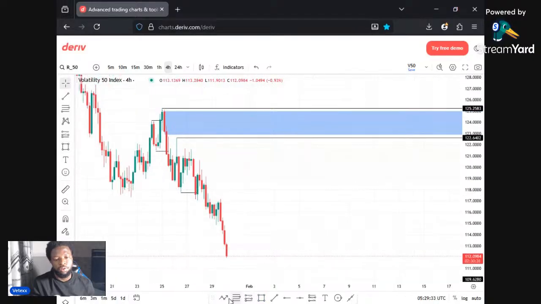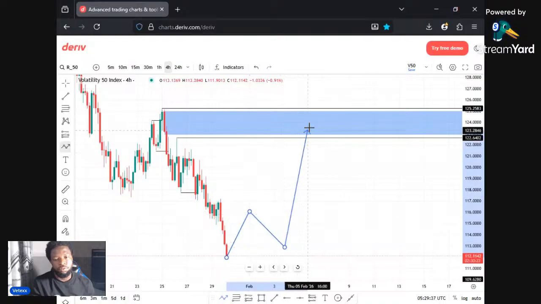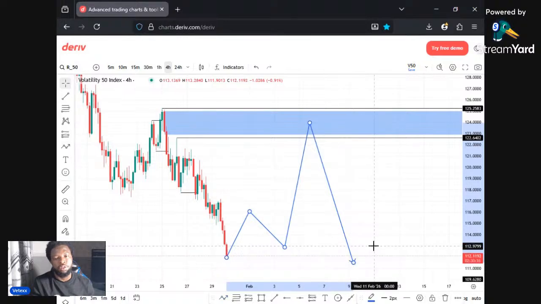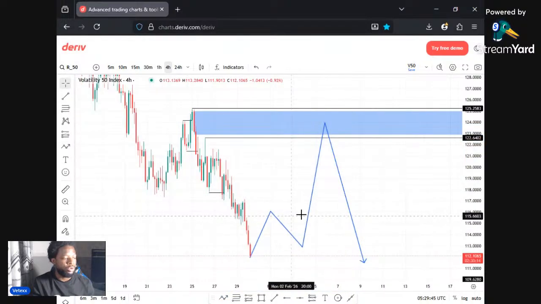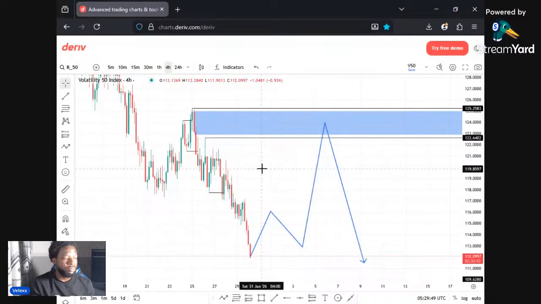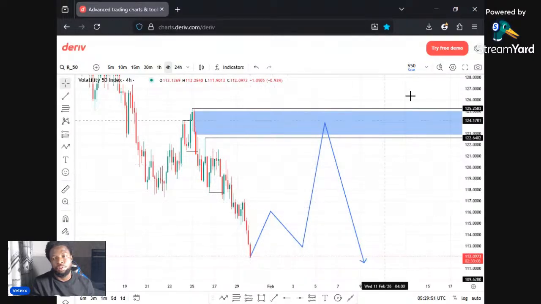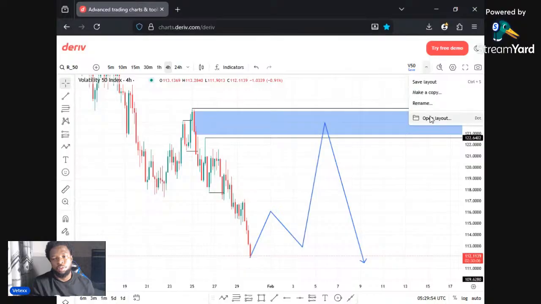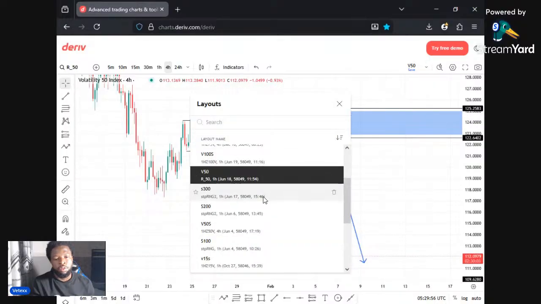So what do we do next? We anticipate price to come into this zone, give us continuation on the lower time frame, and we'll sell until price takes out this below here. That is what we are anticipating currently on this pair. Alright, so let's check out the next one, which is Step 300.